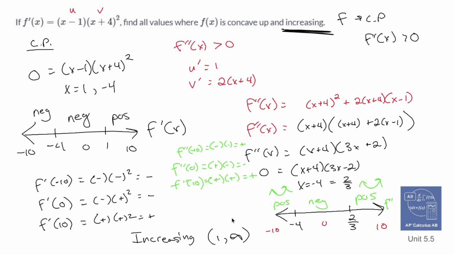So I'm increasing from 1 to infinity, and I'm concave up from negative infinity to negative 4, union 2/3 to infinity. So kind of a mess of a problem. And when I say a mess of a problem, it's just like I am making a mess trying to circle it. But there you have it. Concave up here, increasing there, fun everywhere.